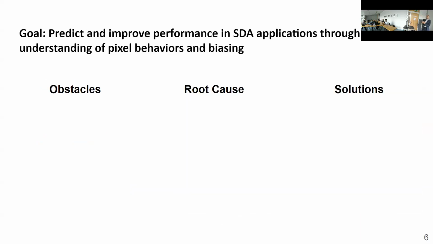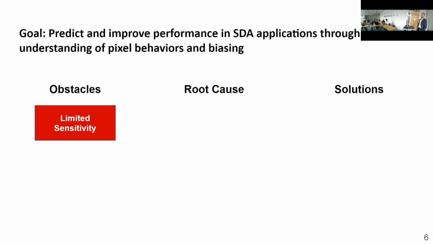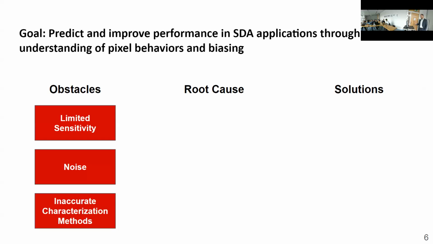And these are all useful for space applications. So at the beginning of this research, I identified my main goal was to better predict the capabilities for space applications and also improve performance through a deeper understanding of the pixel architecture. Some of the obstacles we faced at the beginning were limited sensitivity. We weren't able to see as dim objects as we hoped to. Part of this was due to noise in the pixel, and there were also inaccurate characterization methods, which led to incorrect predictions as to what the technology was capable of.